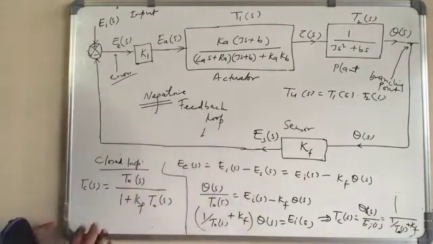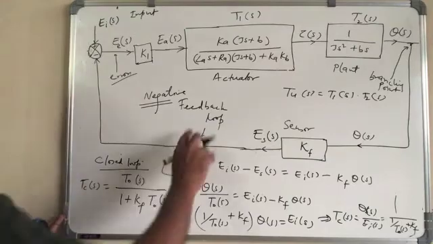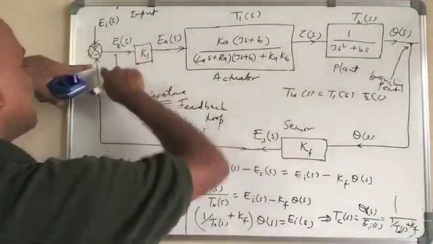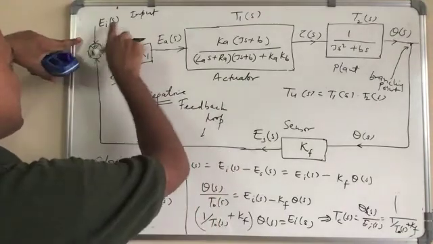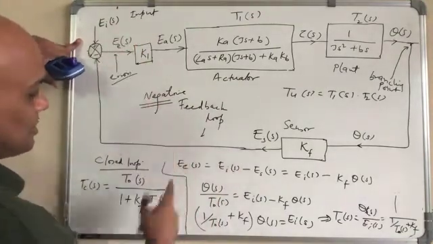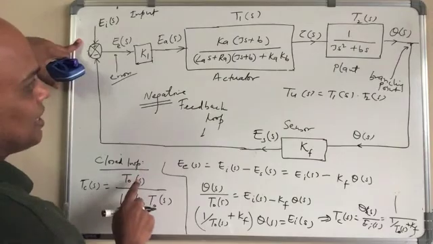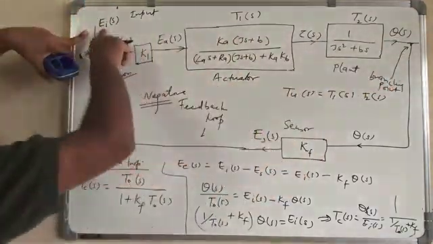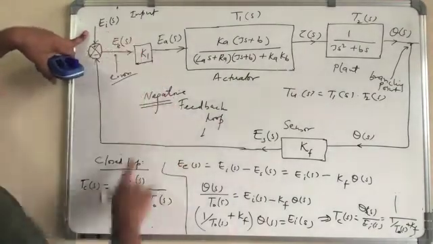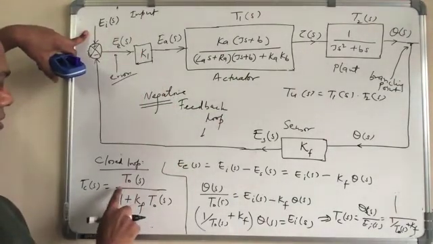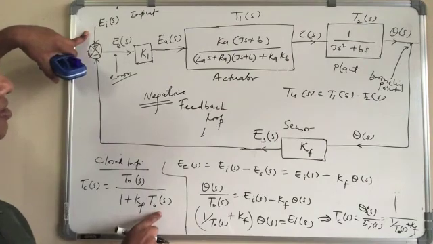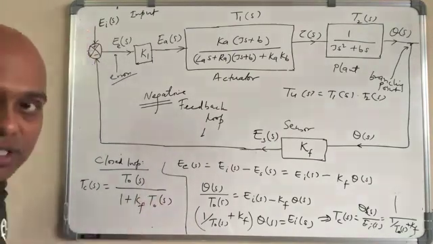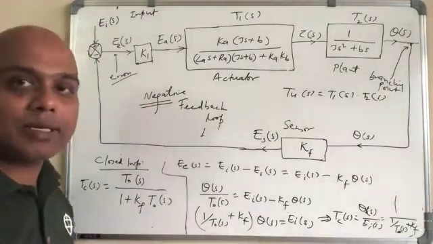So this is what it is. Open loop is also output over input, but there is no feedback, so EI equal to EE only, and hence this is the T naught S you get. For closed loop you get theta S divided by EI, which is T naught divided by 1 plus Kf times T naught, where T naught is the open loop transfer function. So this is the takeaway.